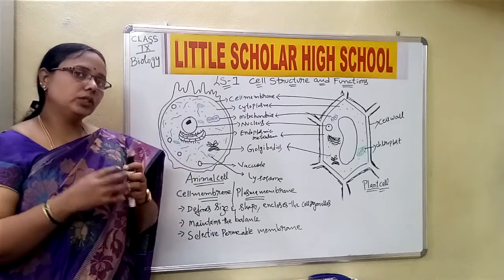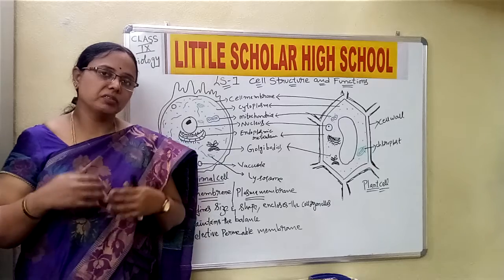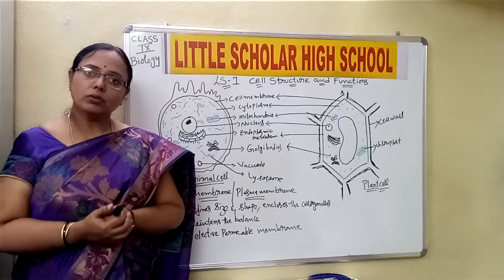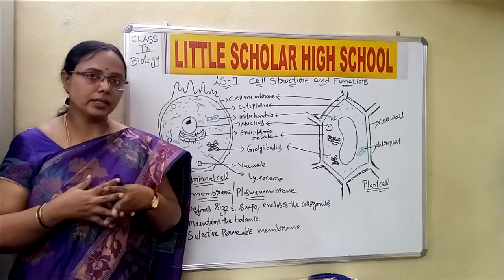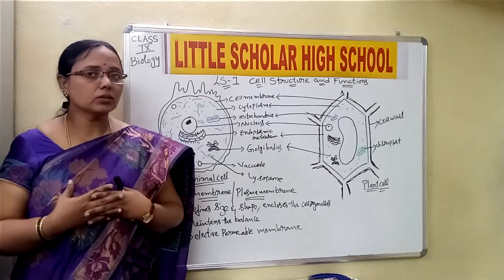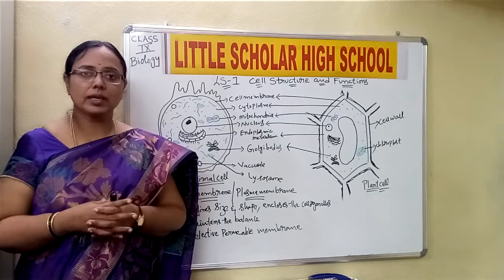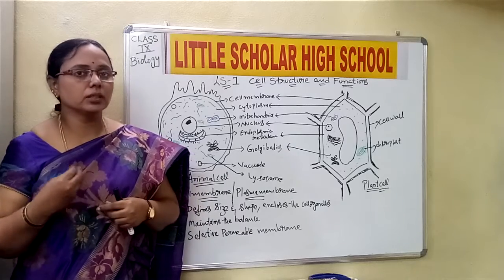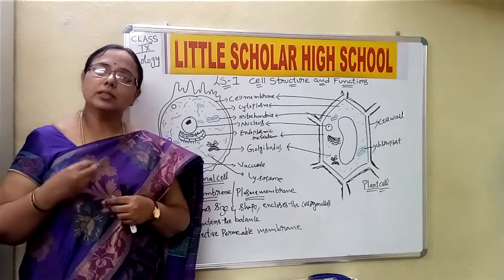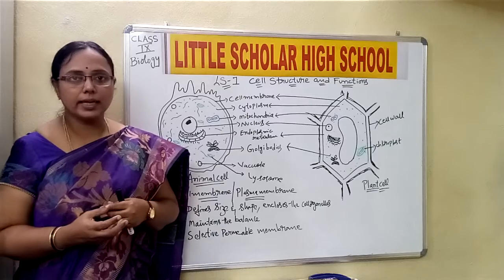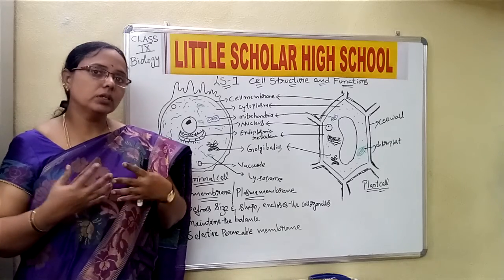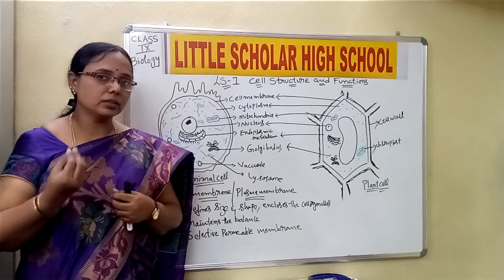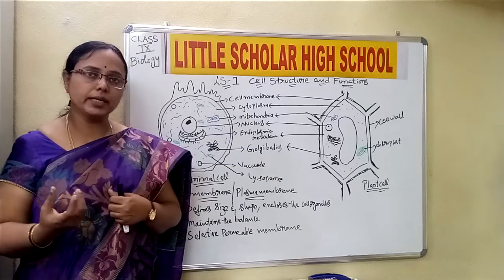With your previous knowledge from 6th, 7th, and 8th, you have already learned what a cell is. We have always defined the cell as the basic unit of life. The cell is the building block of an organism. Yes or no, children? So what is the cell? A cell is nothing but the basic unit of the organism.